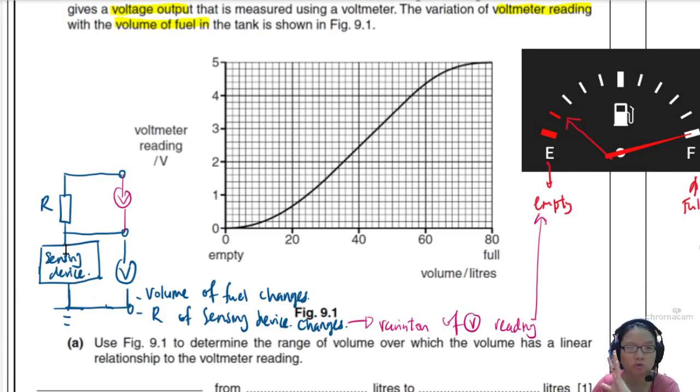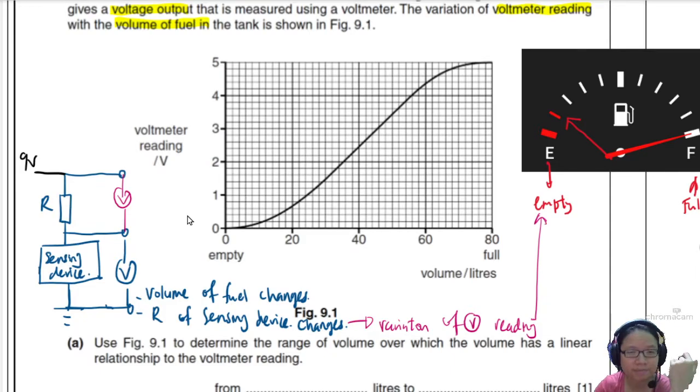If they want you to draw this circuit or analyze the circuit, they need to give you more information. Right now, I don't even know whether the voltmeter is connected here or here because I don't know how the resistance of the sensing device changes with volume of the fuel. Insufficient information. But we do know that at different volumes, the sensing device resistance will change, causing the voltmeter reading, either this one or this one, to change, depending on which one is bigger, R or this one. And of course, we will have to connect this to a power supply, right? I don't know, maybe 9 volt?